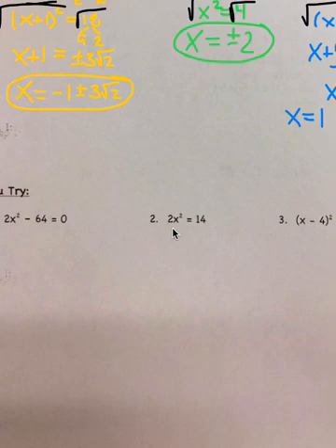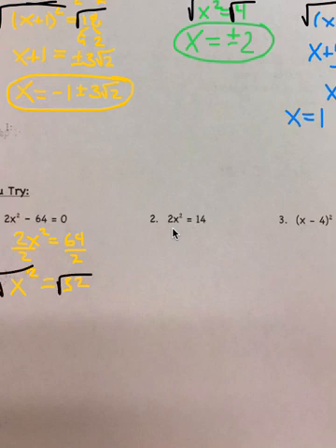2x squared minus 64 equals 0. So we need to get the squared part by itself. So I'm going to add the 64, so I have 2x squared is equal to 64. Now, we need to divide both sides by 2, because 2 is not something that's squared. So then I get x squared is equal to 32. So now I can take my square root.